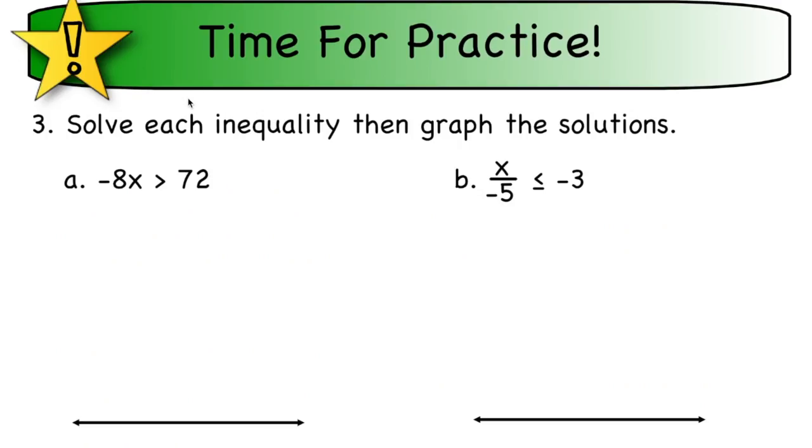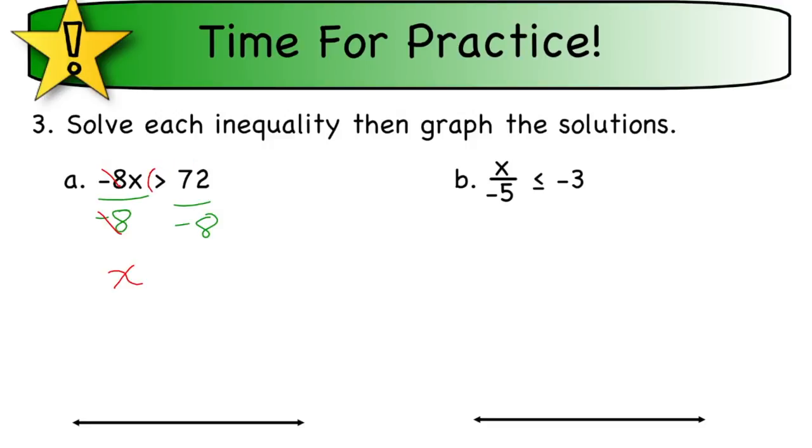So let's go ahead and do some practice problems. So here we go. We have -8x is greater than 72. To get x alone, it's being multiplied by -8. The opposite of multiplication is division. So I'm going to divide by -8, and whatever I do on one side, I have to do on the other. Now, -8 divided by -8 is 1, right? These cancel, and I just have the variable x.